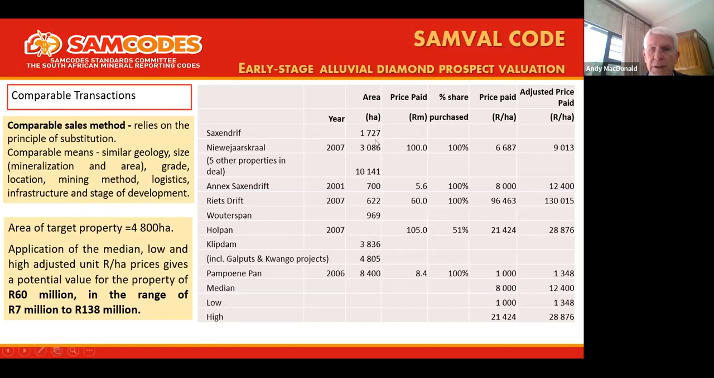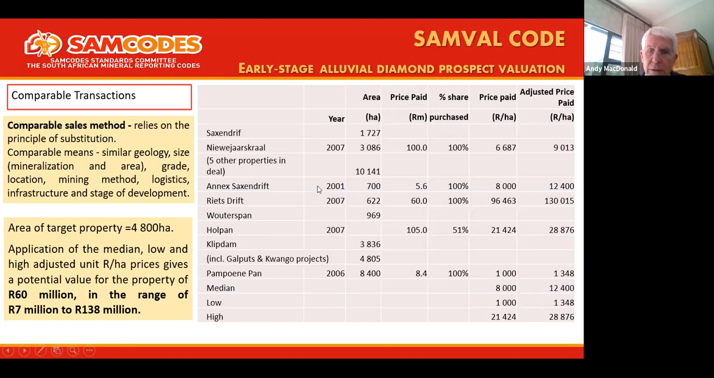So if we look at these properties here, here are the different properties: Saxon Drift, Nieuwejaar Scroll, Rich Drift, Woterspoon, etc. The year in which the transaction took place, the size of the property, and how much was spent to acquire an interest in the property, some of them 100%, some 50%. And that then converts into a price per hectare at the time of the transaction.